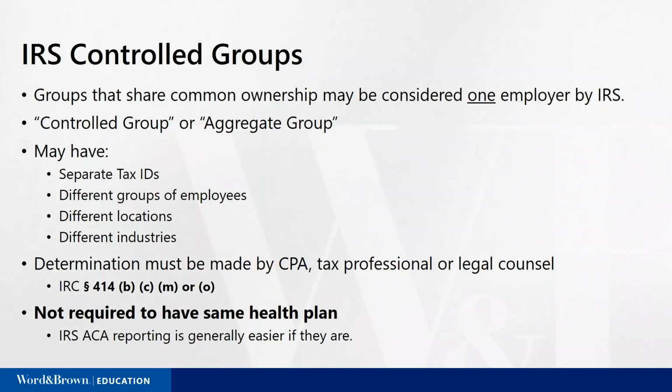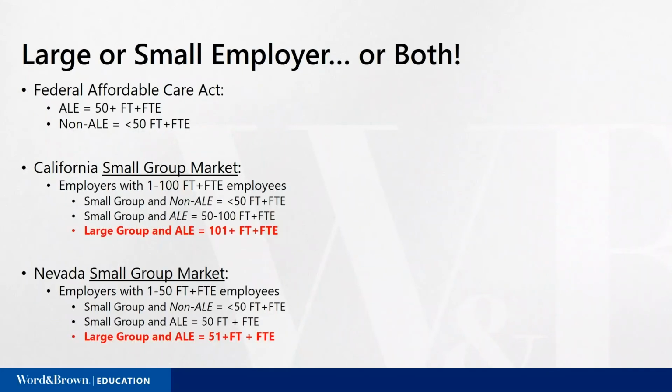Now, let's say you do have separate entities that are considered a controlled group. It does not mean they have to be under the same group health plan. It'd be a lot easier if they were, and if they qualify to be under the same group health plan, to do IRS reporting, but it's not a strict requirement to do so.